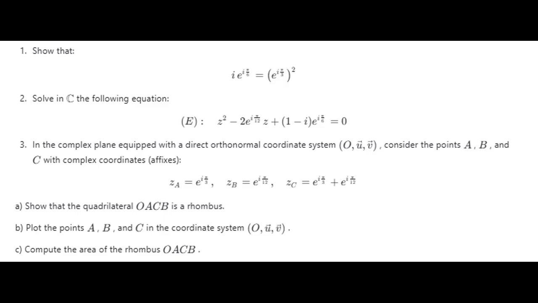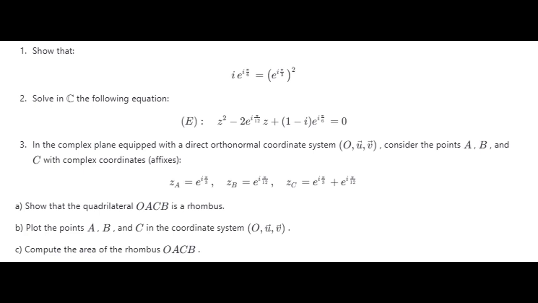Part 1, show that i times e to the power of i pi over 6 equals e to the power of i pi over 3, all squared. Part 2, solve in the complex numbers the equation z squared minus 2 times e to the i pi over 12 times z plus (1 minus i) times e to the i pi over 6 equals 0.